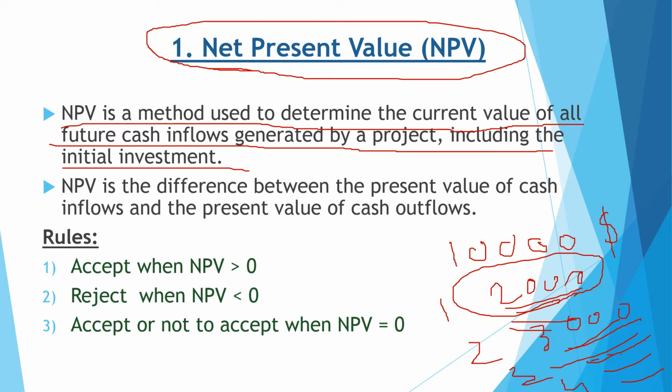And here we have some rules. This rule says that when NPV is greater than 0, accept the project. When NPV is less than 0, reject the project. And sometimes when NPV is equal to 0, you can consider either accepting or rejecting it.